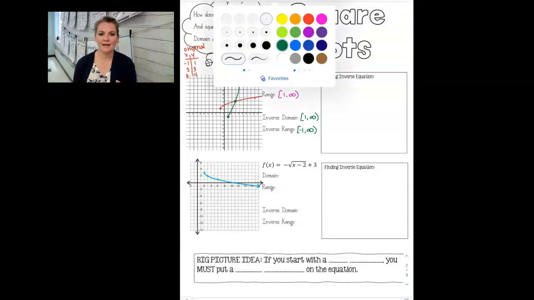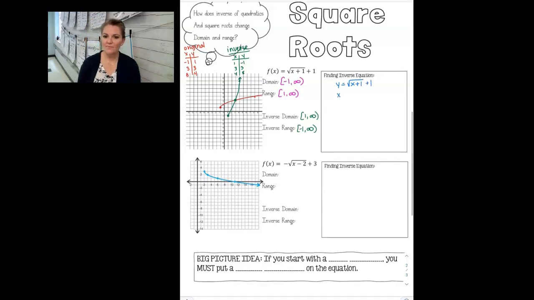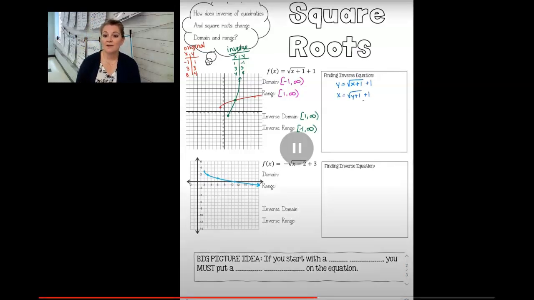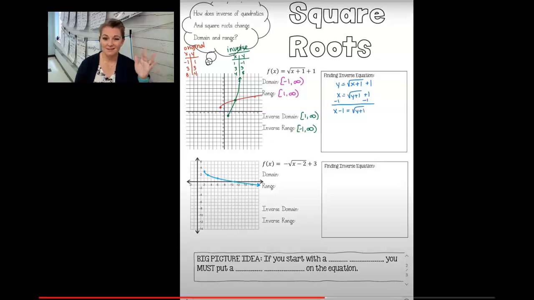I'm going to go ahead and rewrite f of x as y. So y equals the square root of x plus 1, plus 1. Switch your x and your y. Then to get y by itself, what's farthest away from the y is that plus 1. So to get rid of it, you subtract 1 from both sides. So you get x minus 1 is equal to the square root of y plus 1. Now, I can't touch that plus 1 that's inside because it's under the hut.